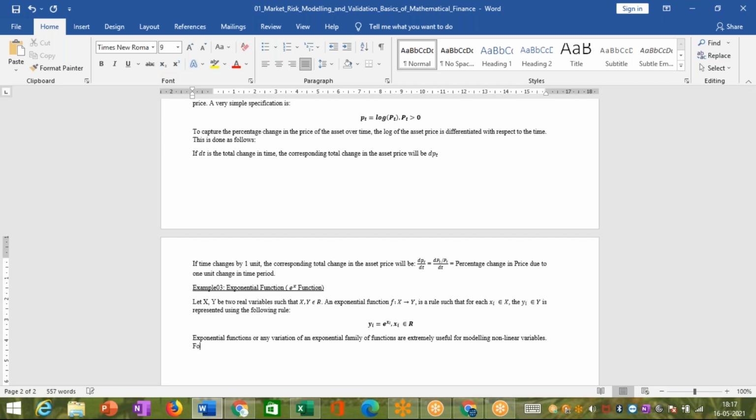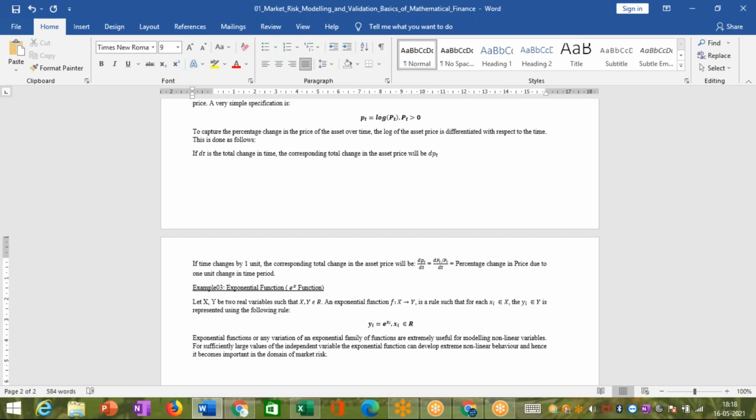Now, for sufficiently large values of the independent variable, the exponential function can develop extreme nonlinear behavior and hence becomes important in the domain of the market.